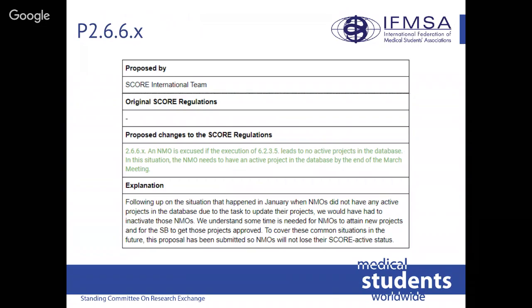So the thing is that this follows on a situation that happened in January this term, when we found out that NMOs did not have any active projects in the database due to the task of updating their projects. As you may know, it is a requirement for an NMO to become SCORI active to have at least one active project. So this means that NMOs would have to be inactivated if they had no project. We understand that some time is needed for NMOs to obtain new projects and for the supervising board to get those projects approved. For this reason, we will cover these situations in the future with this proposal in order for NMOs not to lose their SCORI active status.